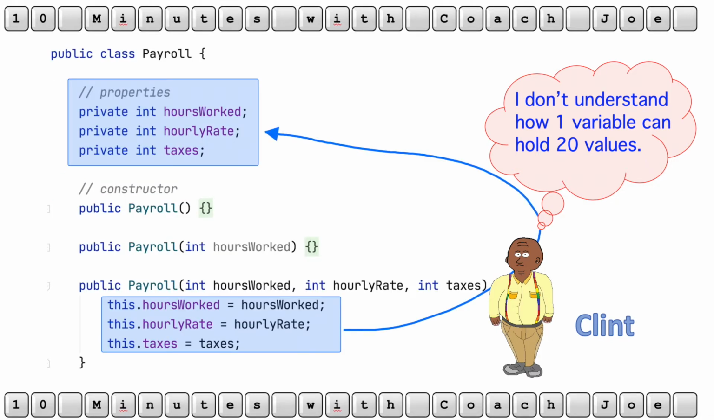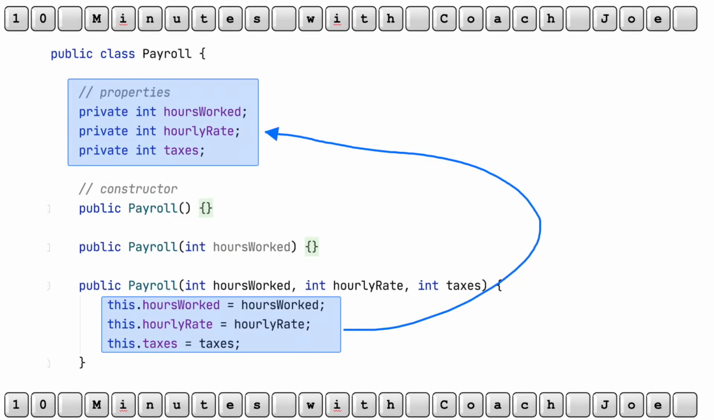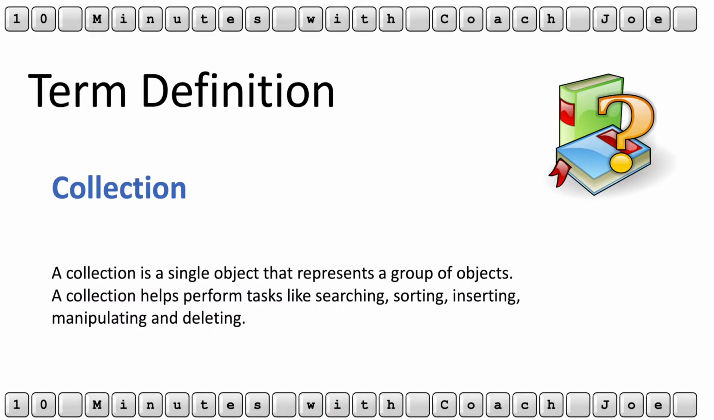In lesson 4, we created one variable which was the payroll object that held 3 values: the hours worked, hourly rate, and tax properties. One object can hold many values. The array is an object that will hold a collection of values. A collection is a single object that represents a group of objects. A collection helps perform tasks like searching, sorting, inserting, manipulating, and deleting.